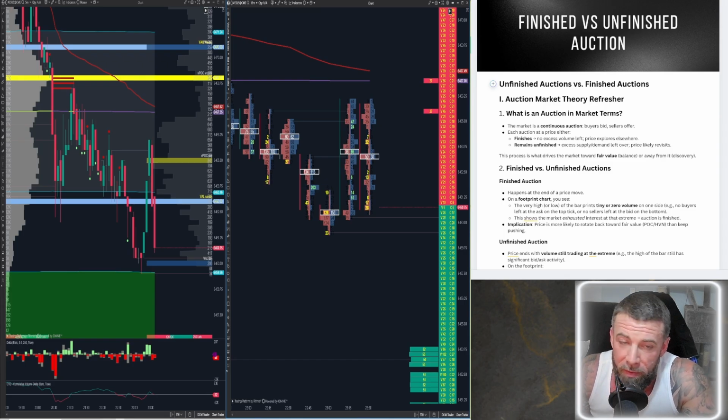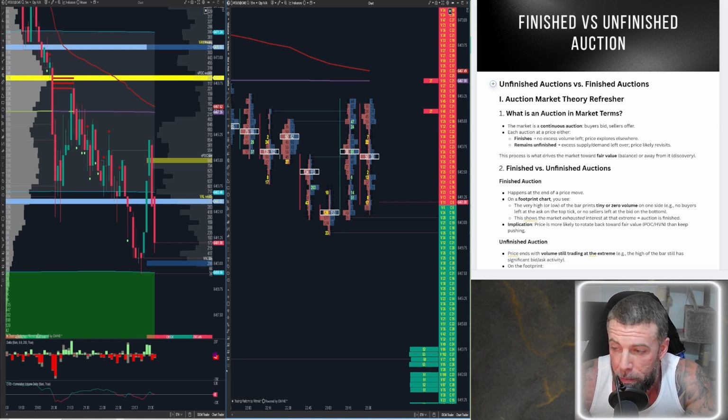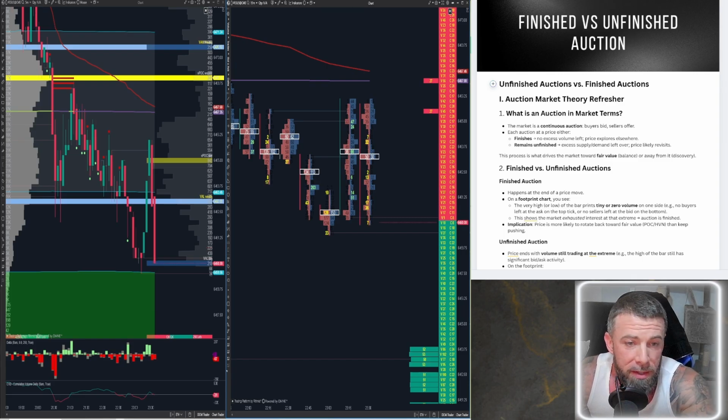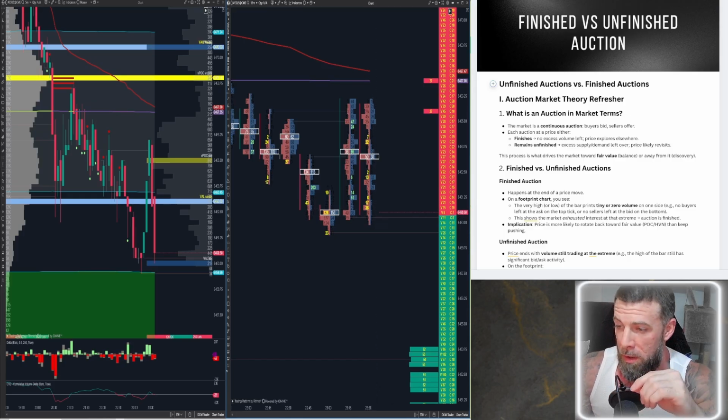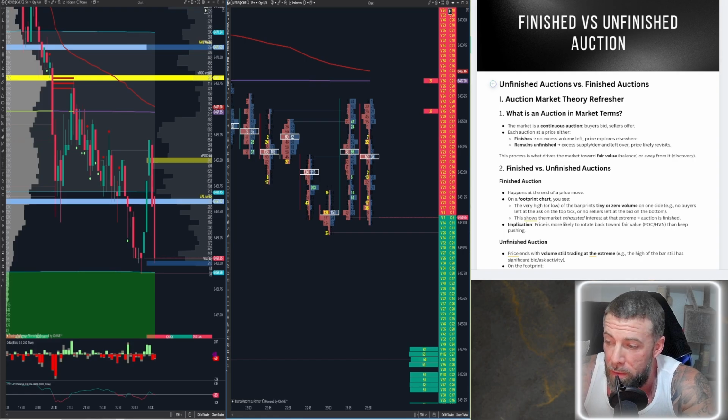So when you have a finished auction on the footprint, you're going to see at the very high or the low that the bar prints a very tiny zero. Look, there goes price all the way to the lows to finish off the auction. The very high or the low of the bar has zero volume on one side. There are no buyers left on the ask and no sellers left on the bid. So the market becomes exhausted at the extreme, and the auction is finished.